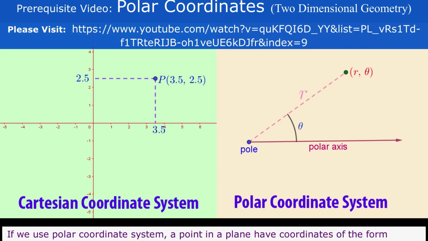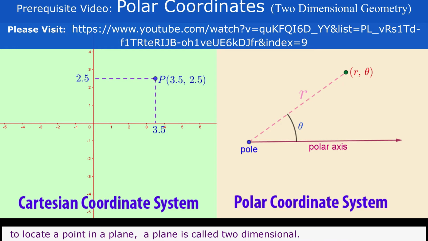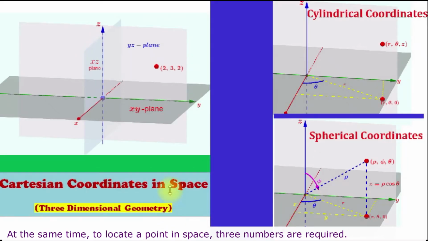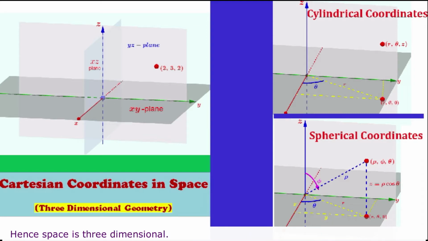If we use the polar coordinate system, a point in a plane has coordinates of the form (r, theta), involving two parameters r and theta. As two numbers are needed to locate a point in a plane, it is called two-dimensional. At the same time, to locate a point in space, three numbers are required. Hence, space is three-dimensional. There are three coordinate systems for space.